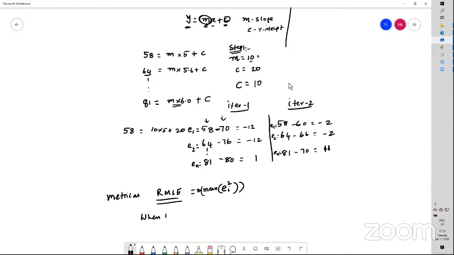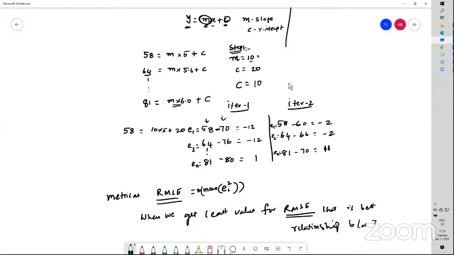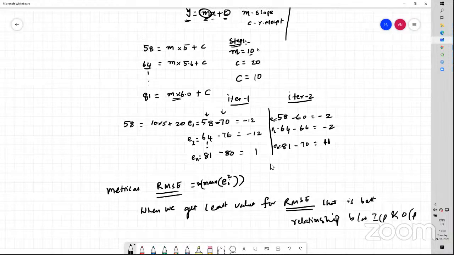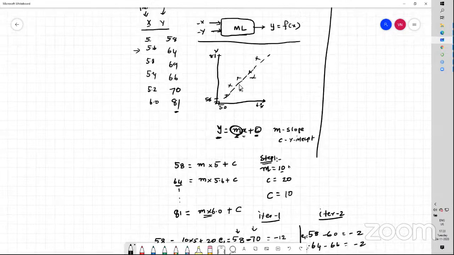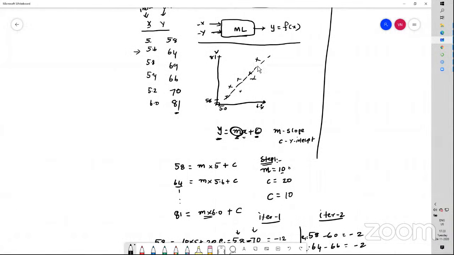When we get the least value for RMSE, that is the best relationship between input and output. Okay, so when we get the least value for this RMSE, what that means is that this line is very close to all the observations.